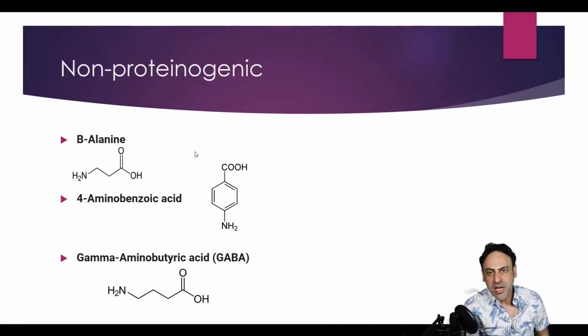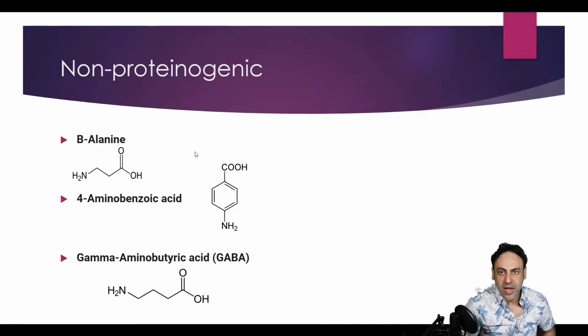Okay, non-proteinogenic amino acids. Basically, the non-proteinogenic amino acids are the amino acids that are not going to go to the biosynthesis of the proteins. One of the examples of them is beta-alanine. Beta-alanine is used in the pre-workout powders, and usually the athletes use it because it's going to give you a little bit more pump and a little bit more energy during the workout.